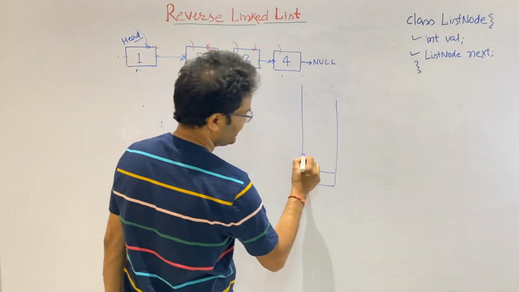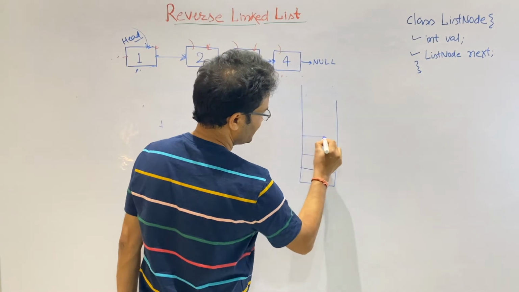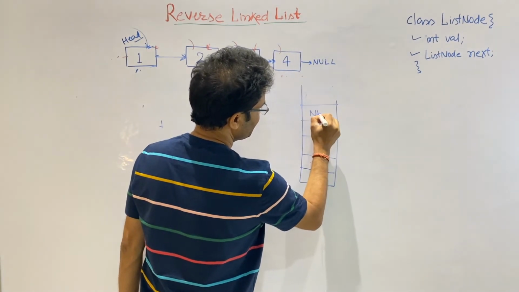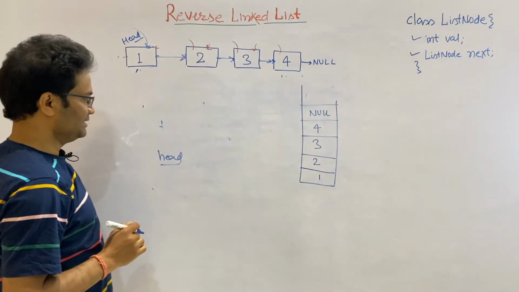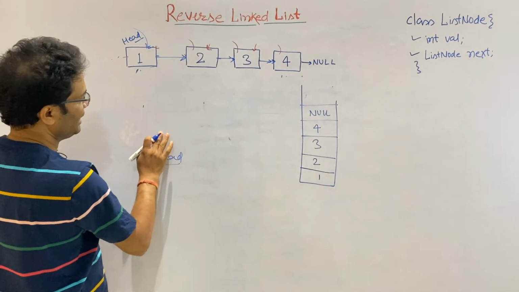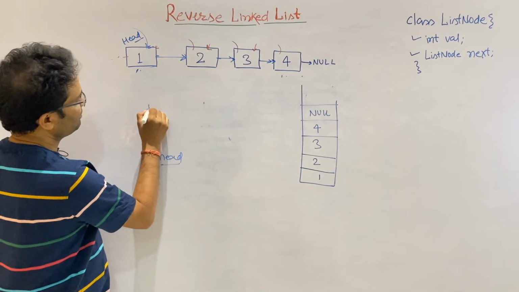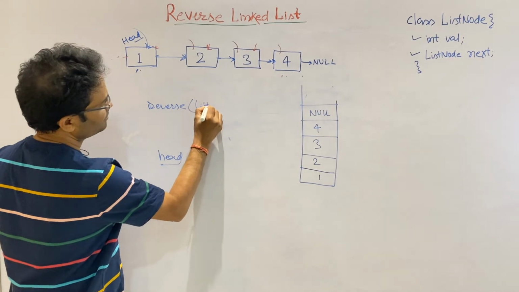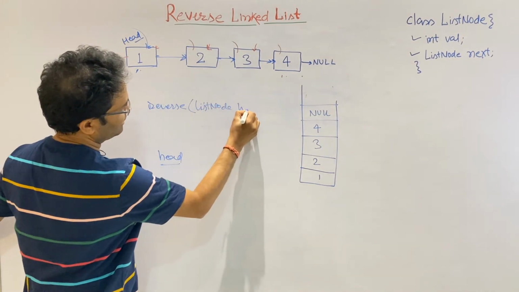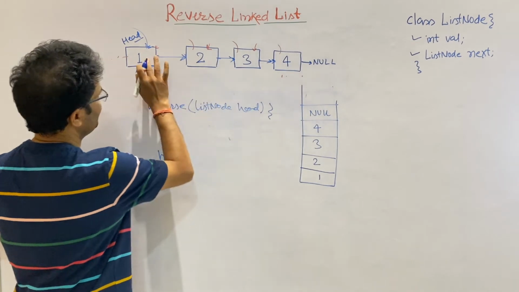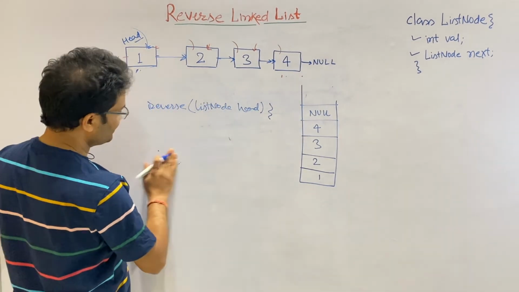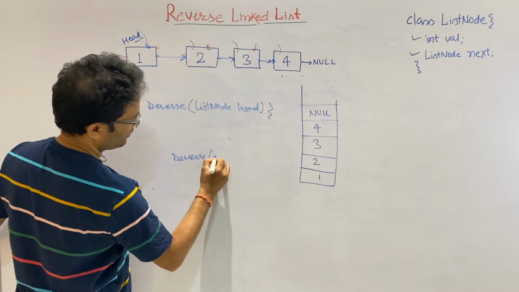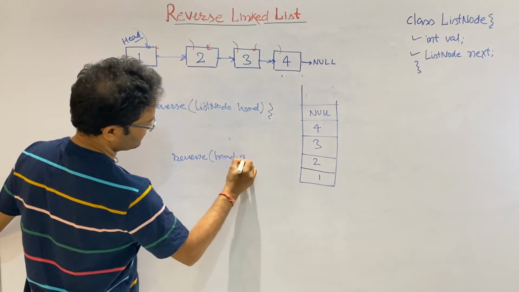right? And then head next, head next, head next, and what is the head next? Null. We reach here, right? So suppose we have one method. Any method name you can say, reverse, where we get the head. So we'll be calling this reverse method with head dot next.